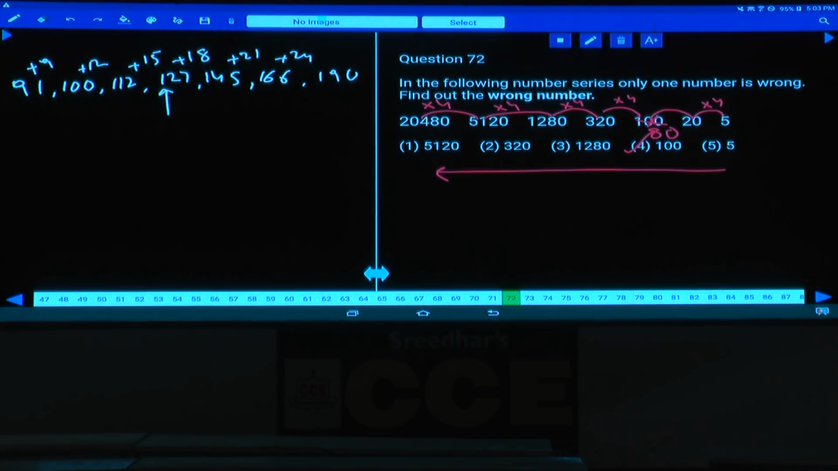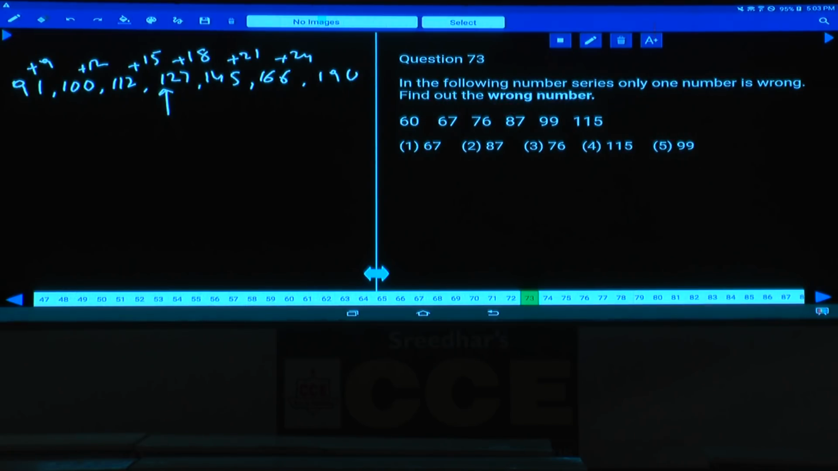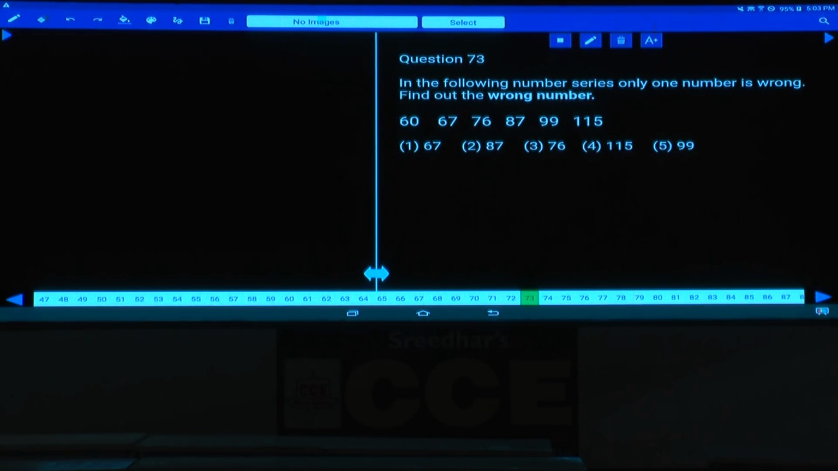And this is about question number 72, choice 4. Then 73, yes, tell me what is your answer. 60, 67 and so on. Now if you observe here, the numbers are increasing at a smaller rate. Hence here it must be based on the difference.